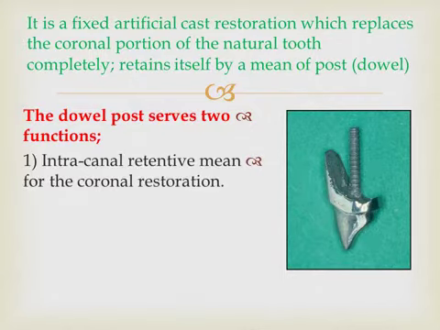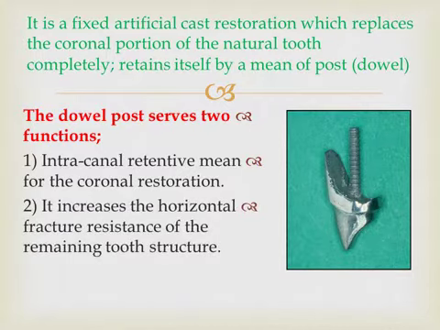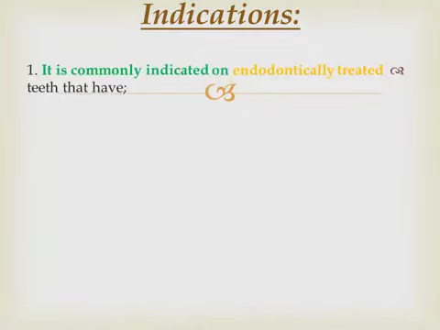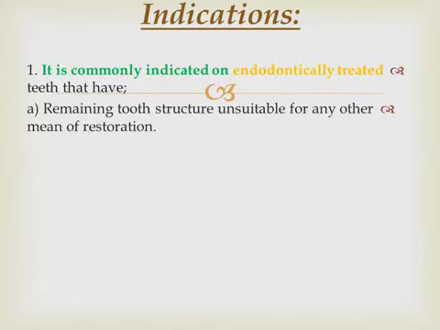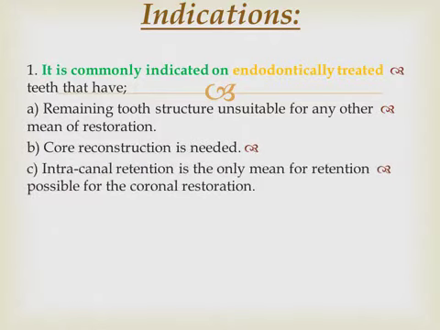Number 1, it is an intracanal retentive means for the coronal restoration, and number 2, it increases the horizontal fracture resistance of the remaining tooth structure. Indication. The main indication of Postcrown is on endodontically treated teeth, because the remaining tooth structure is unsuitable for any other means of restoration, core reconstruction is needed, and intracanal retention is the only means of retention.